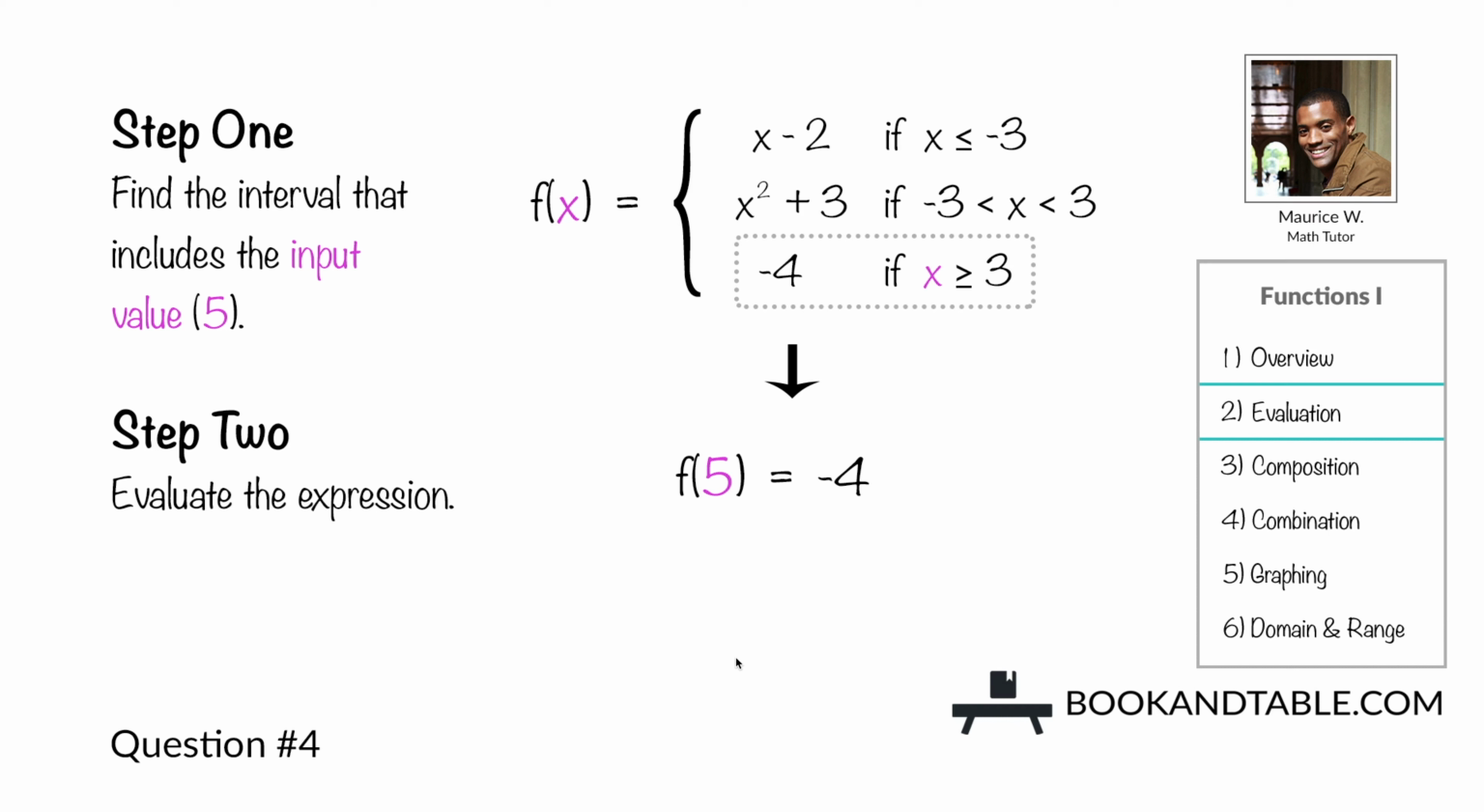Let's now have a look at question number 4. You were asked to evaluate f of 5. So we want to find the interval that includes the input value 5. And that would be x is greater than 3, since 5 is greater than 3. So now when we evaluate the expression here, it's always going to be equal to -4. So we get f of 5 is equal to -4. So that is how you go about evaluating piecewise functions.